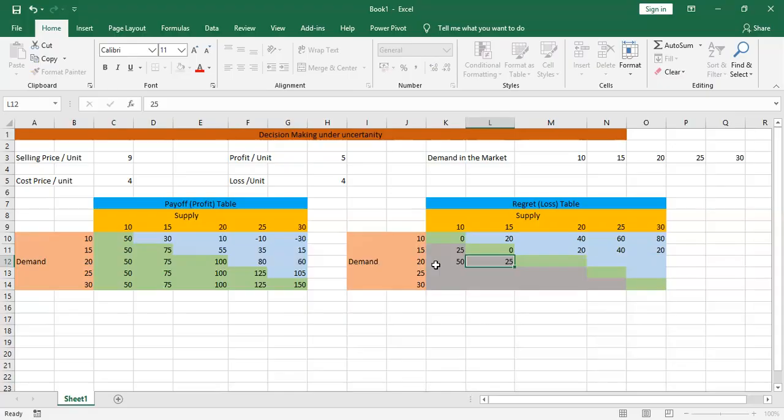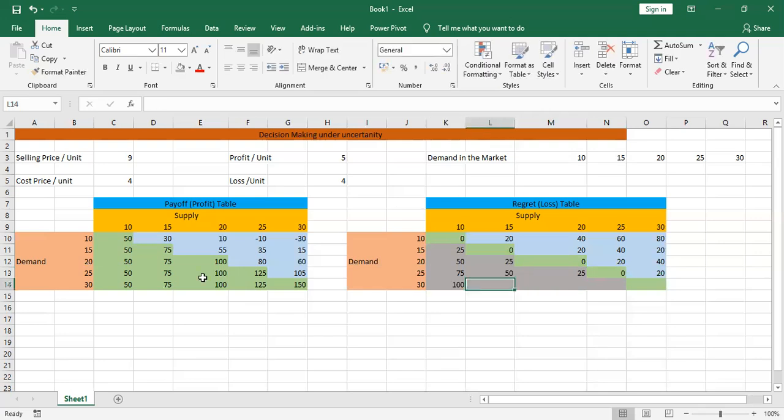25, 0, 20 and 40. 75, 50, 25, 0 and 20. In last row, 100.